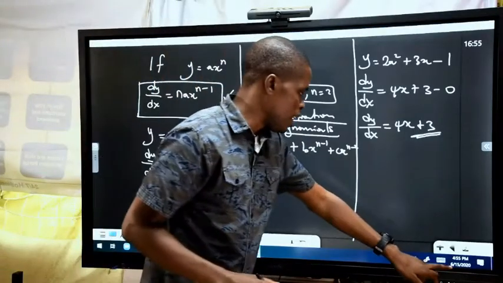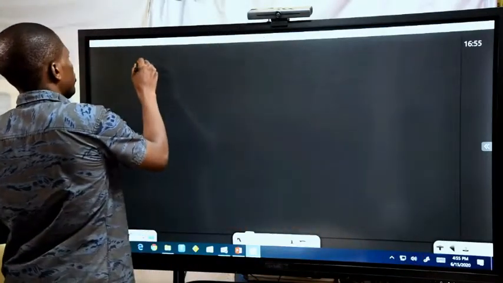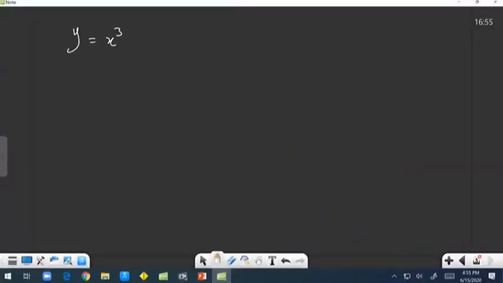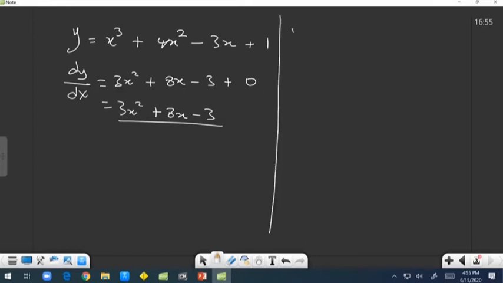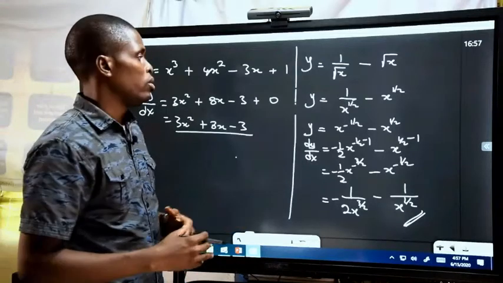So let's move along as we see other examples. We have y equal to x cubed plus 4x raised to the power of 2 minus 3x plus 1. If you differentiate this, we have dy over dx is equal to 3x squared plus 8x minus 3. If you differentiate the constant 1, you have 0. So we have 3x squared plus 8x minus 3 as the answer.